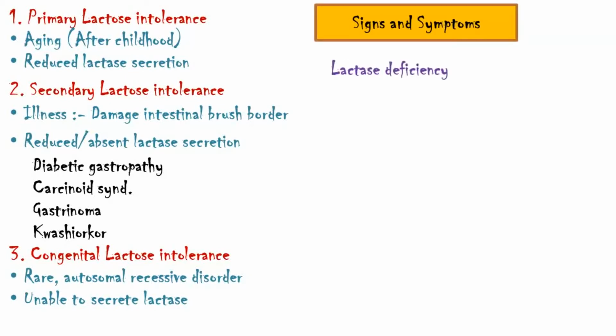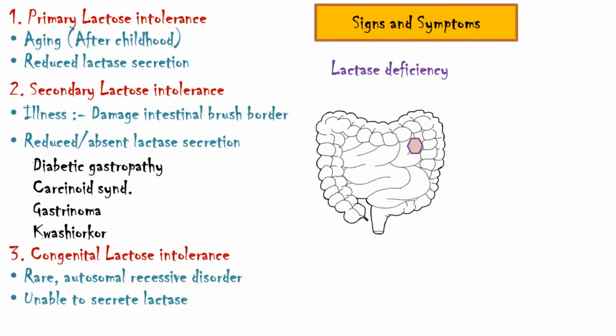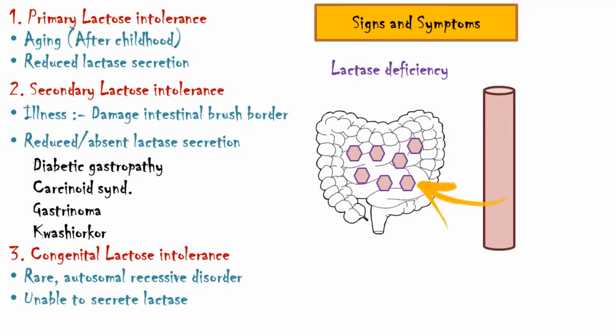Deficiency of lactase enzyme causes accumulation of lactose in the small intestine. As we know, lactose is an osmotically active compound which can drag fluid and electrolytes towards it. So as a result, fluid and electrolytes accumulate inside the small intestine, resulting in swelling of the intestine.